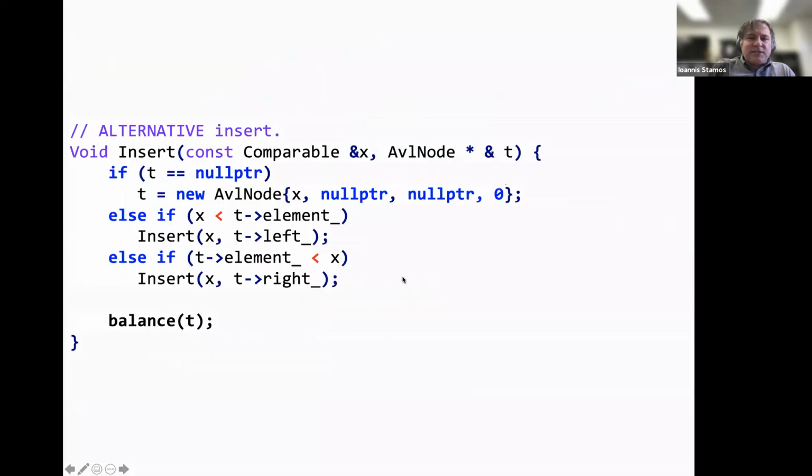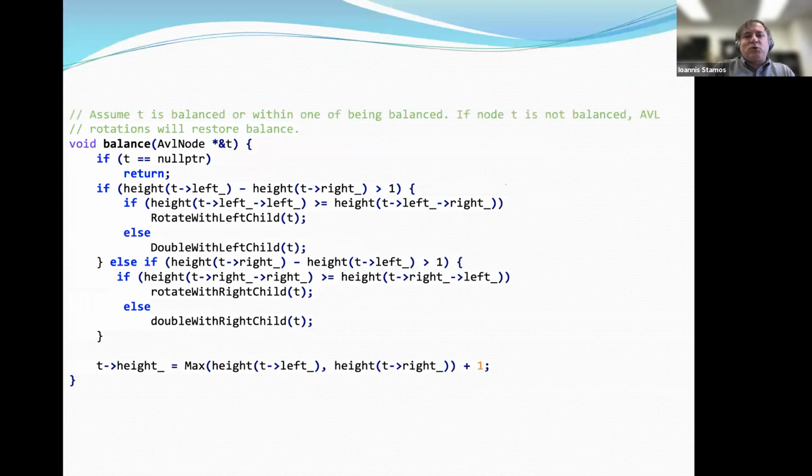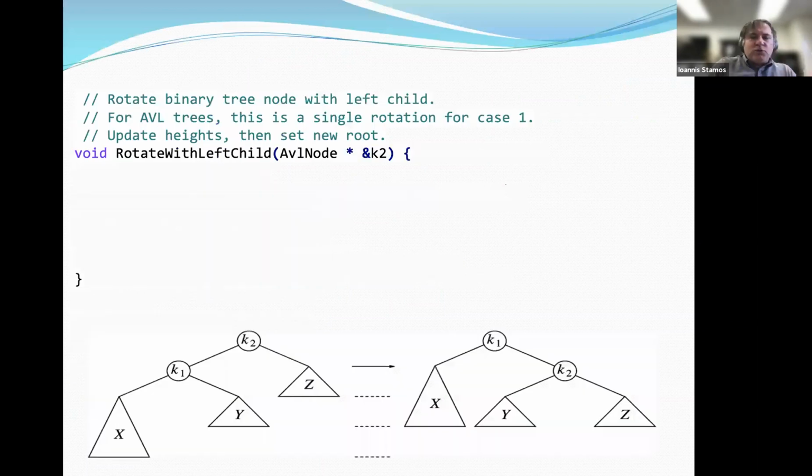We have an alternative insert that I'm not going to go through, but the idea is the same as before. You do this binary search tree addition, but then when you come back, you balance the T. So you have a separate routine that balances, with slightly different code, but they're both equivalent. So the only thing you have to worry about now is how you're going to do the rotations. We have a single rotation that we call rotate with left child.